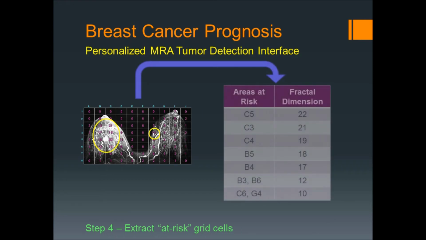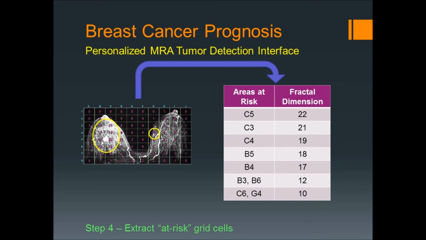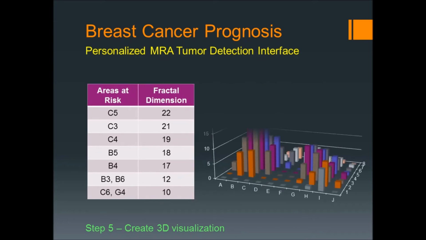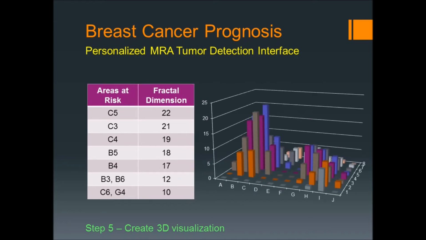Our interface will output a table of the areas that are at the highest risk of containing a tumor. The next step is to create a 3D visualization that quantifies the tumor and makes it easier to see which areas are at the highest risk.